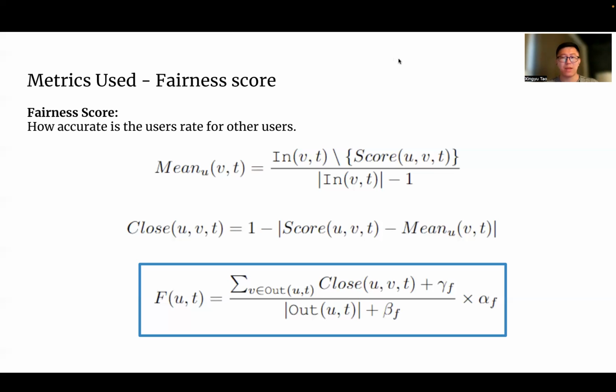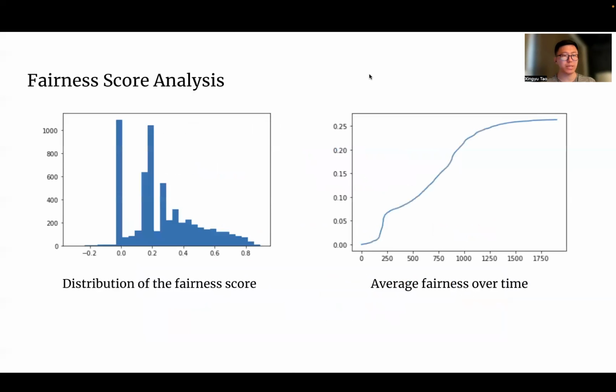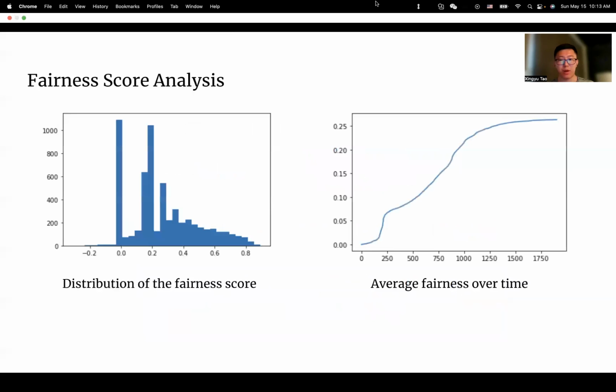And so then we can finally arrive at the fairness score of a node U, that being the average closeness of all of its ratings up to a time point t, and we control the distribution with hyperparameters alpha, gamma, and beta.